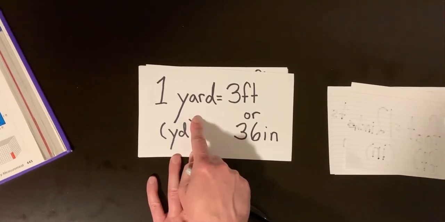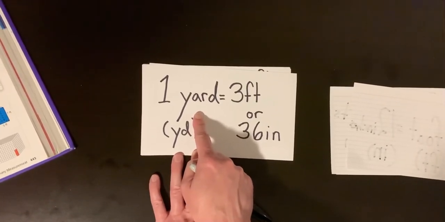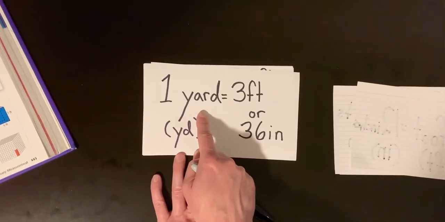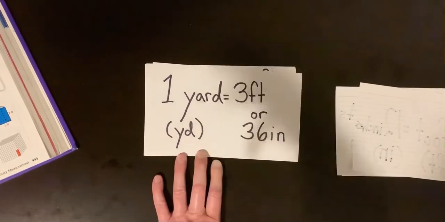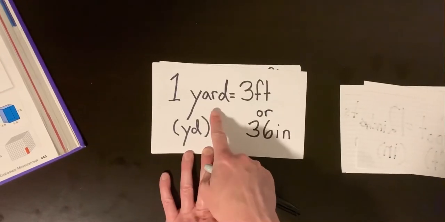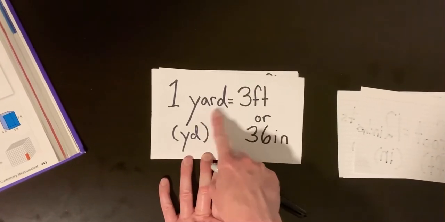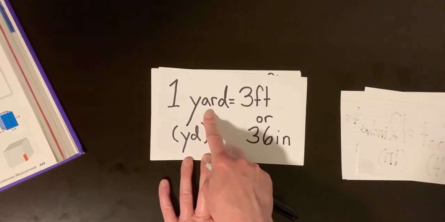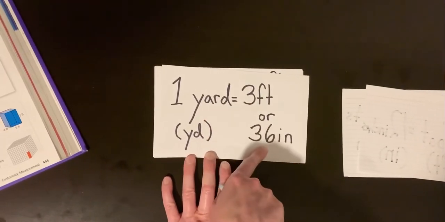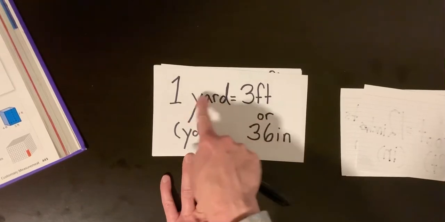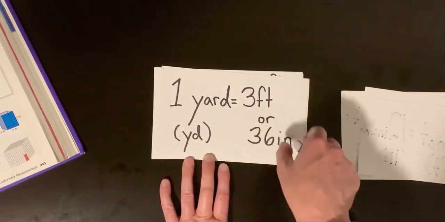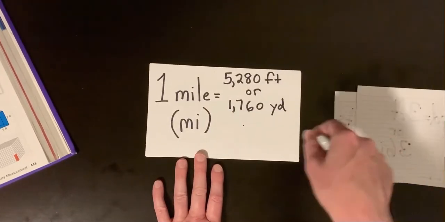Yards are larger. Usually you see them in football fields, maybe lengths of things that are large, but not too large, as in from city to city or from place to place. 1 yard is equal to 3 feet and 36 inches. So a yard is a bigger unit than feet, and feet is bigger than inches, but they are all the same amount. It just depends on how you want to refer to that amount of length.